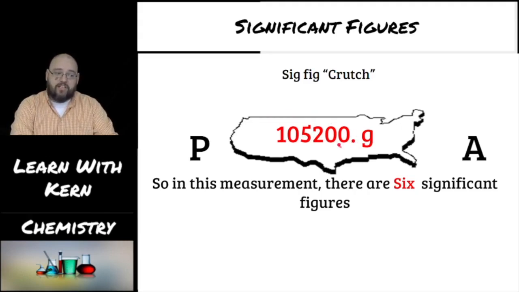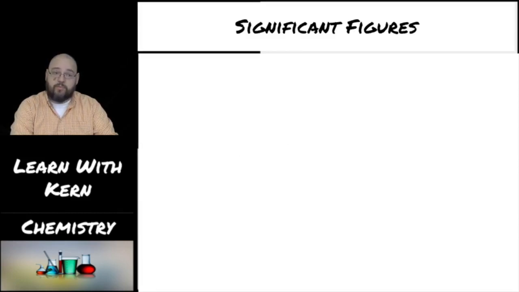This decimal is telling us that our precision is right here in the ones place, whereas before, without the decimal, the precision was in the hundreds place. So this decimal is telling us the precision of that measurement, and therefore these zeros are significant, because significant figures are telling us the precision. That's the important thing you need to remember.